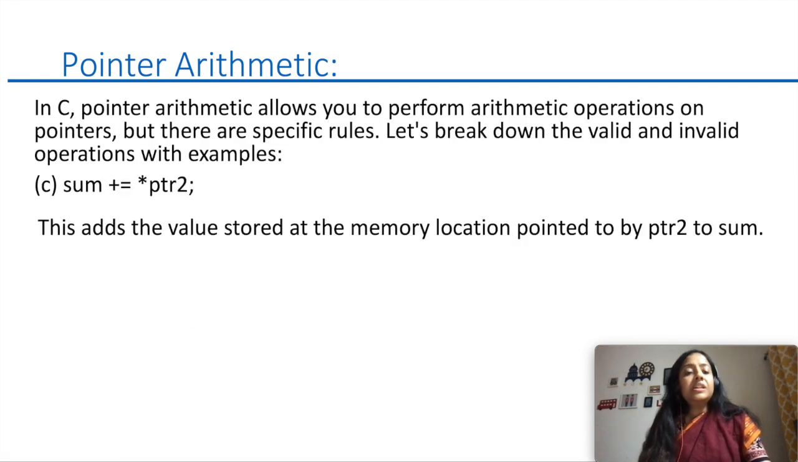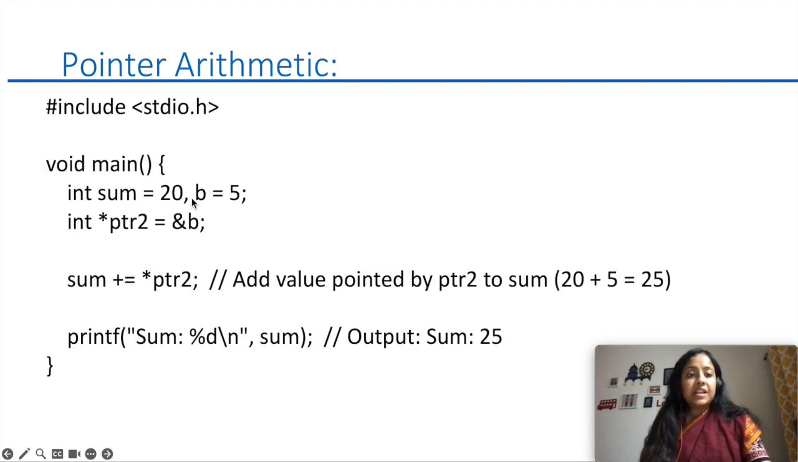Let us go to the third example. Sum += *PTR2, which means sum equals sum plus *PTR2. Let us see the example again. Let us go to the third statement inside void main, which says that sum equals sum plus *PTR2. *PTR2 here will be again 5. So sum equals 20 plus 5, that is 25.